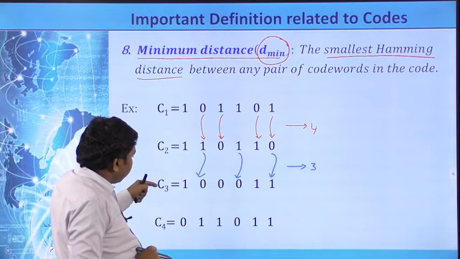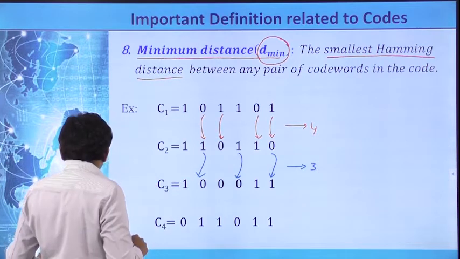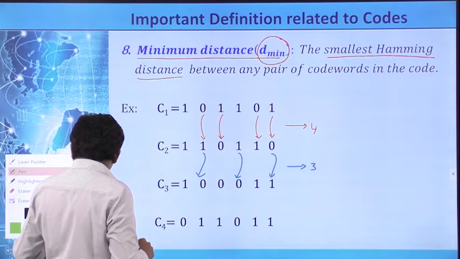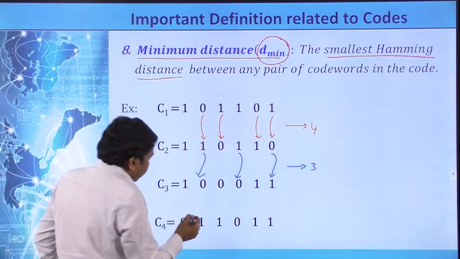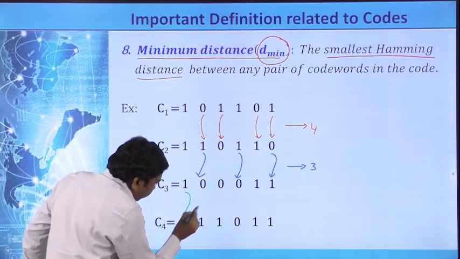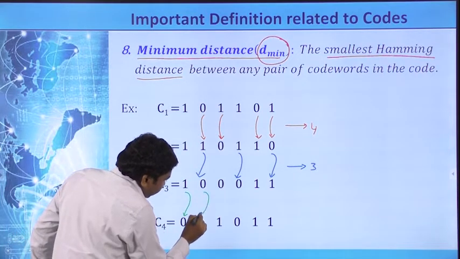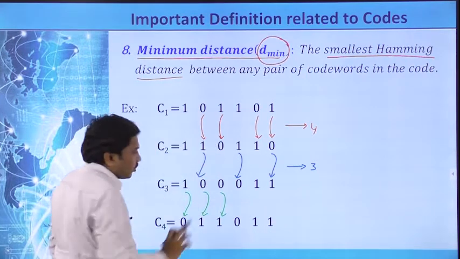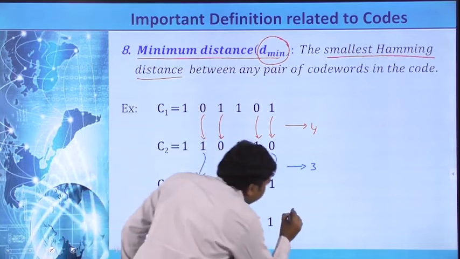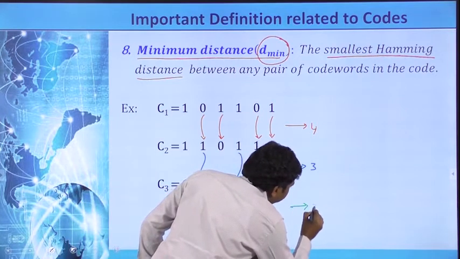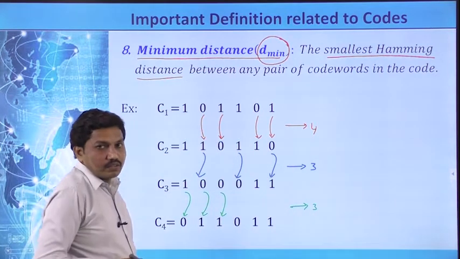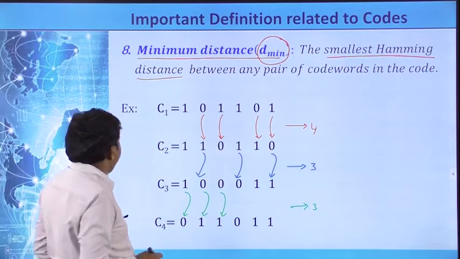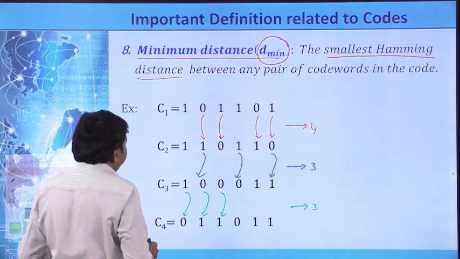Similarly, calculate the Hamming distance between C3 and C4. So here this 1 is changed to 0, whereas this 0 is changed to 1, and this 0 is changed to 1. There is no change in other bits. So the Hamming distance between these two is 3.